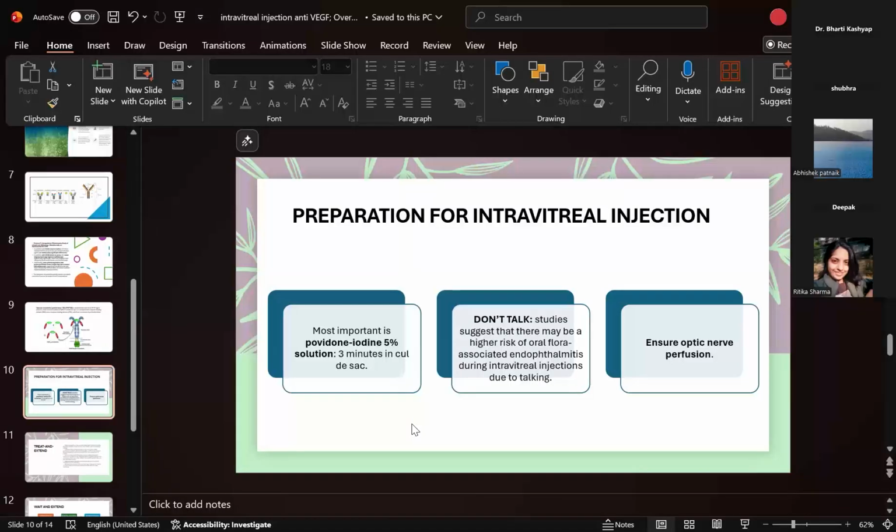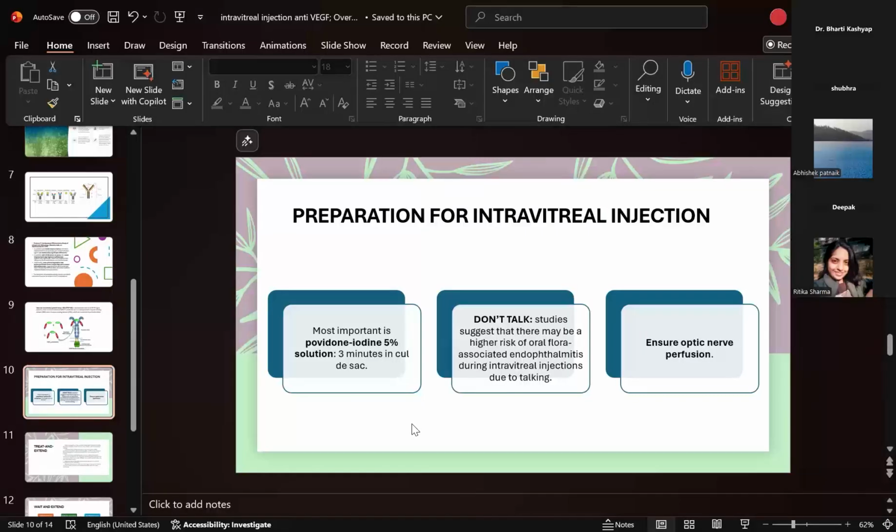Another thing, you check the random blood sugar. I mean the basic things, and that there is no infection or active inflammation around the eyes. When you take the patient inside the OT, the most important thing to use is povidone iodine 5% solution drops. 3 minutes in the cul-de-sac of the conjunctiva eliminates most of the surface bacteria and makes it sterile enough to do an intravitreal injection with safety.